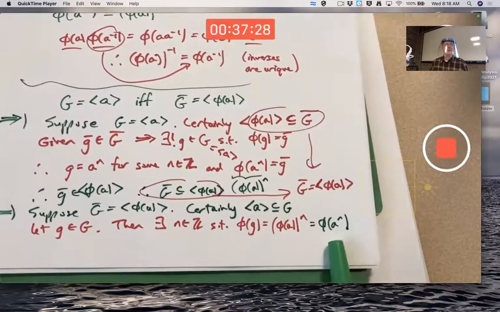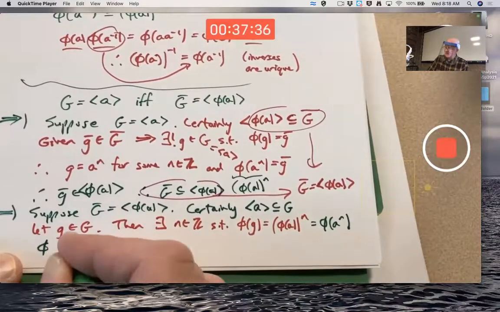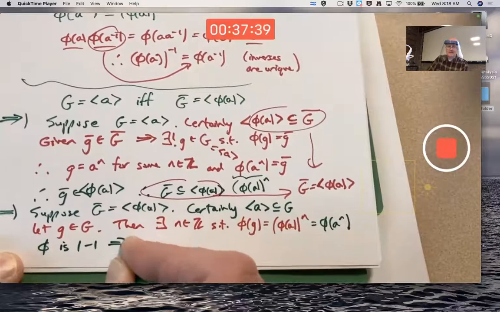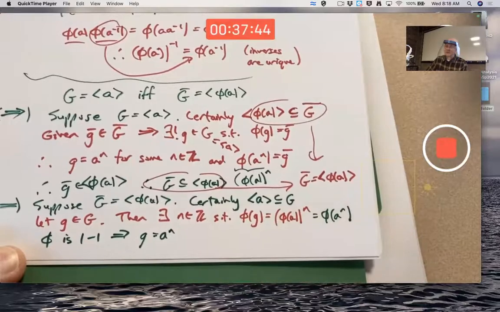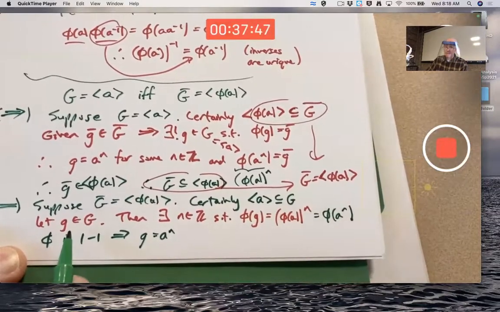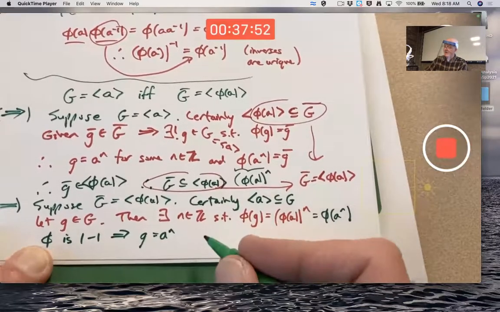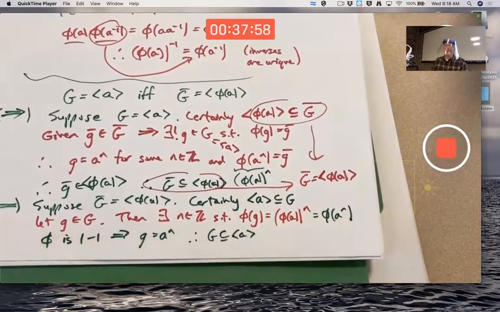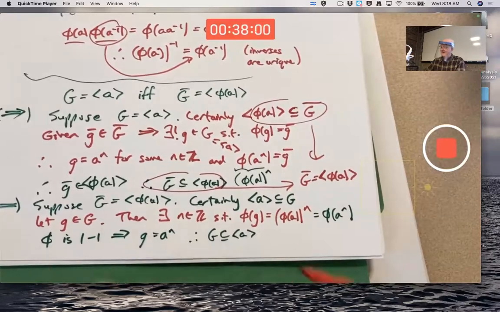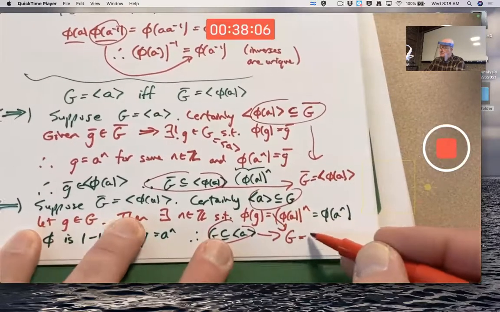I can conclude that, but I should mention one other property that I'm using to get that conclusion. It's 1-to-1. Phi is 1-to-1, which now implies g equals A to the n. g is a power of A. An arbitrary element of capital G is a power of A. So it's in the cyclic subgroup generated by A, and therefore G is a subset of the cyclic subgroup generated by A. And combine these two things, and you'd say G equals the cyclic subgroup generated by A.